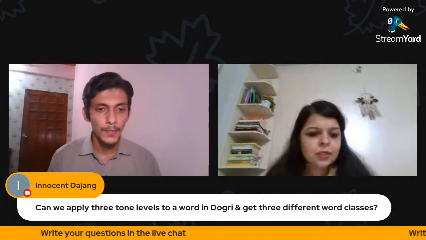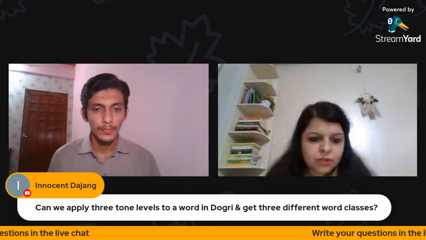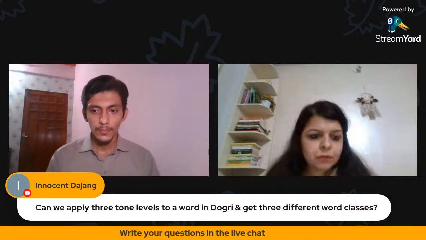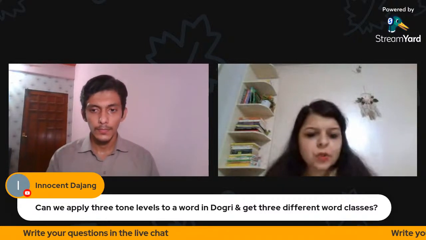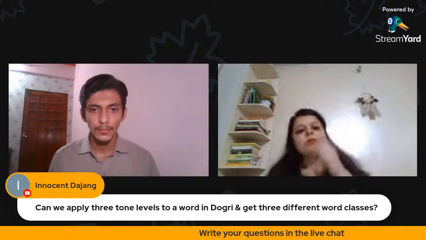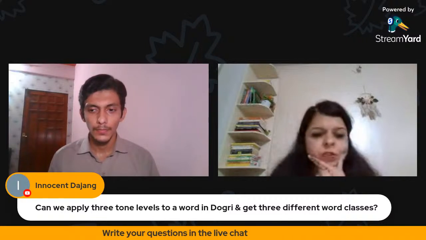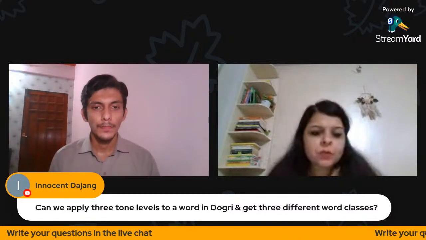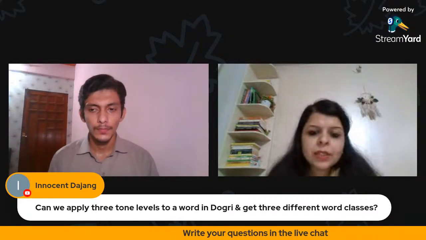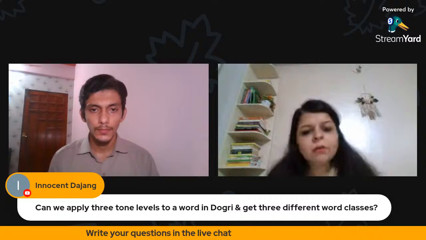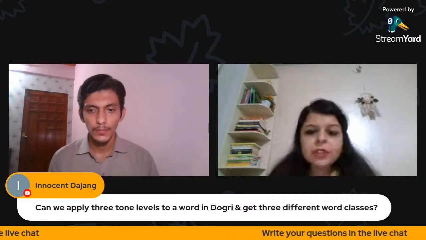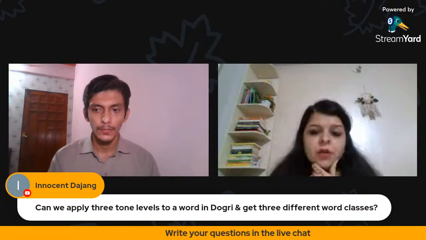Can we apply three tone levels to a word in Dogri and get three different word classes? A language is tonal in characteristic. Of course, you'll find different tone levels, but then three different word classes? Yes, there is a possibility. It can happen, I think, if you're talking about different parts of speech or something like that.